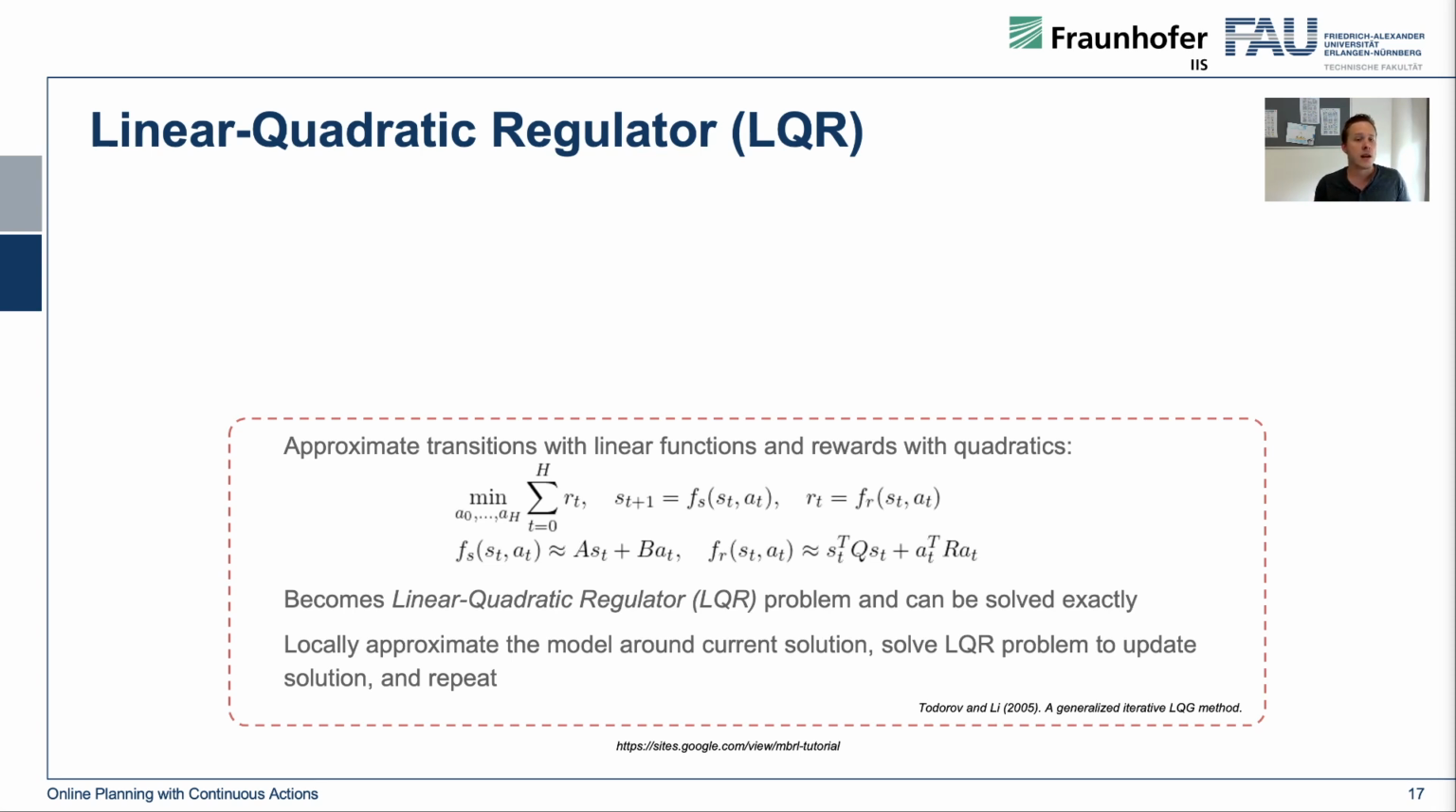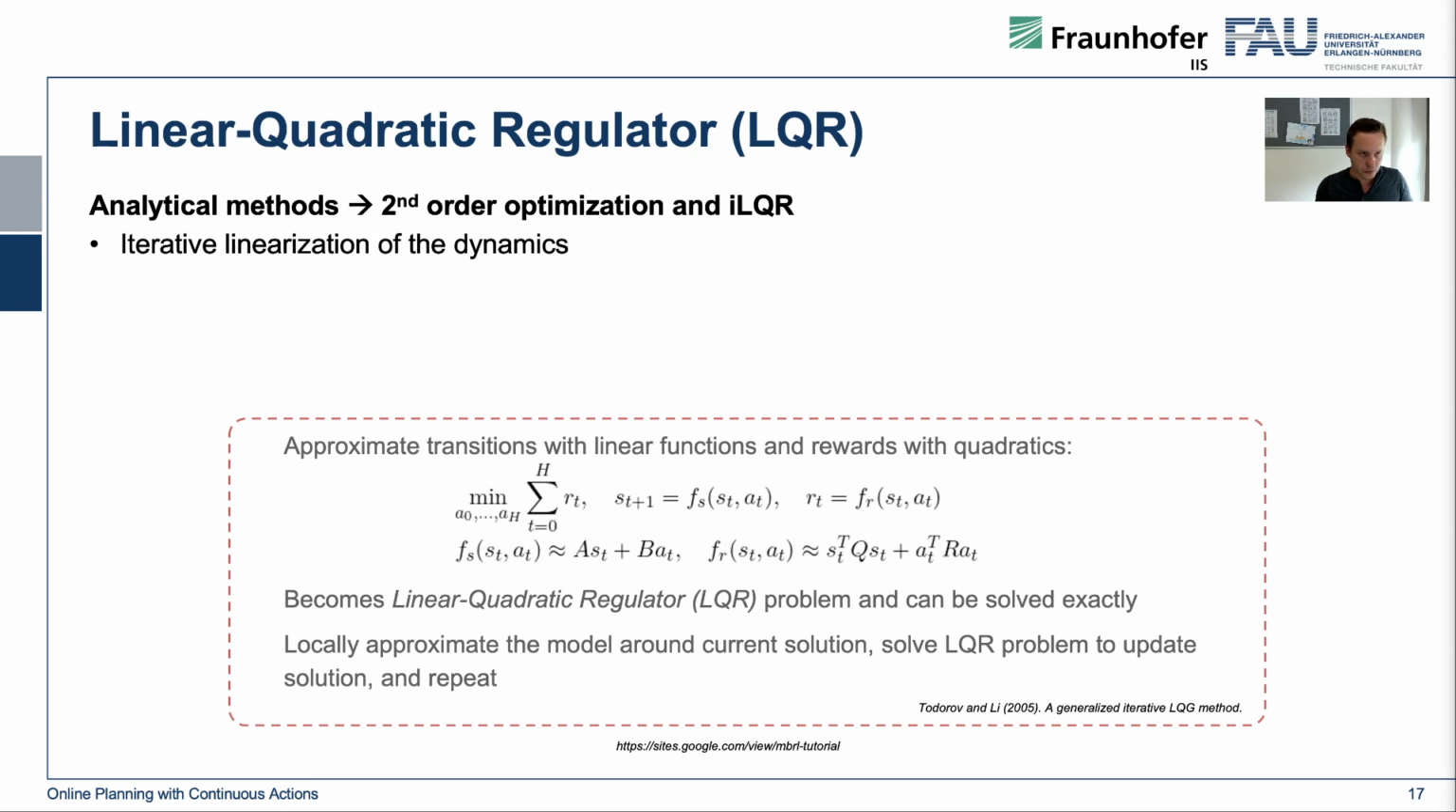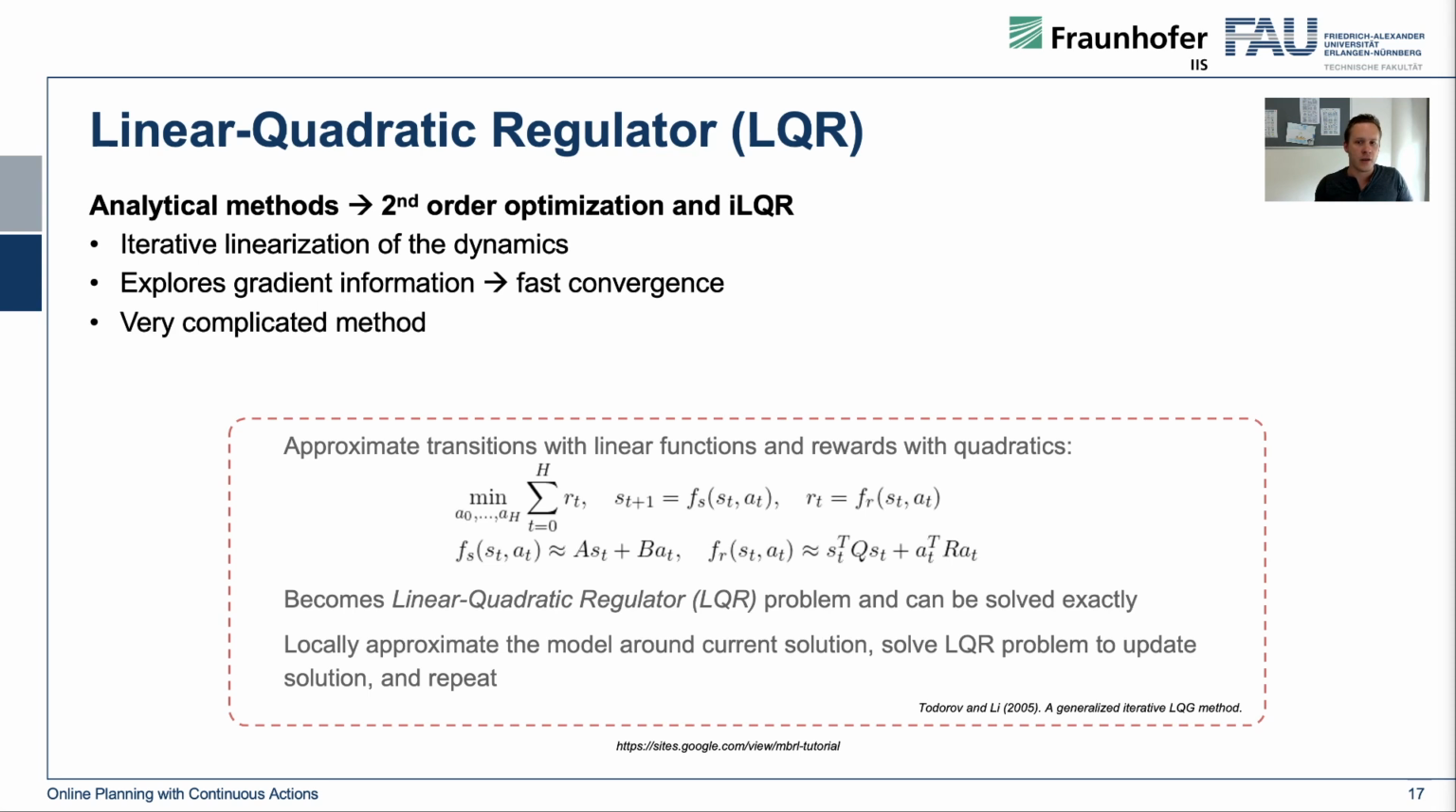And the question is, can we do something like a second order gradient based optimization, such as Newton's method, as we also did it in TRPO? And it turns out that we can actually do this. So you can come up with a linear quadratic regulator called LQR, which is an analytical method that does second order optimization. And the idea is the following. You first linearize, so you create a locally linear approximation around your current solution.